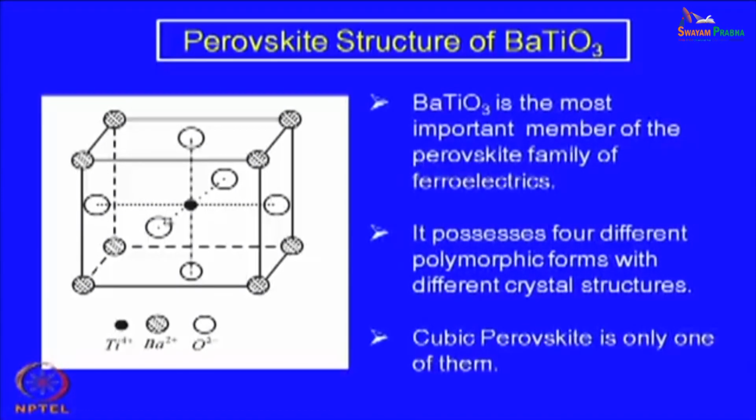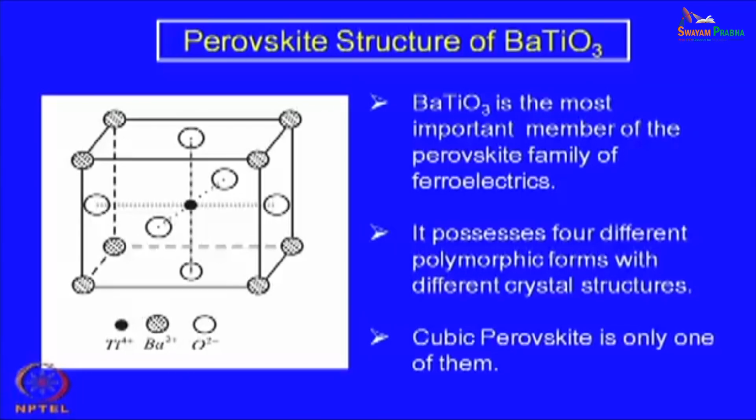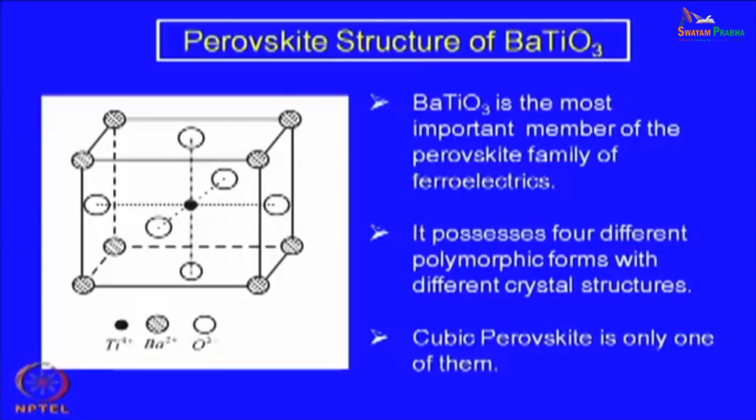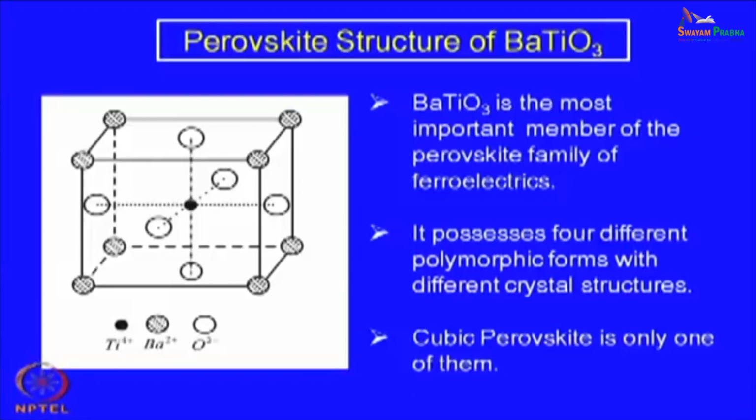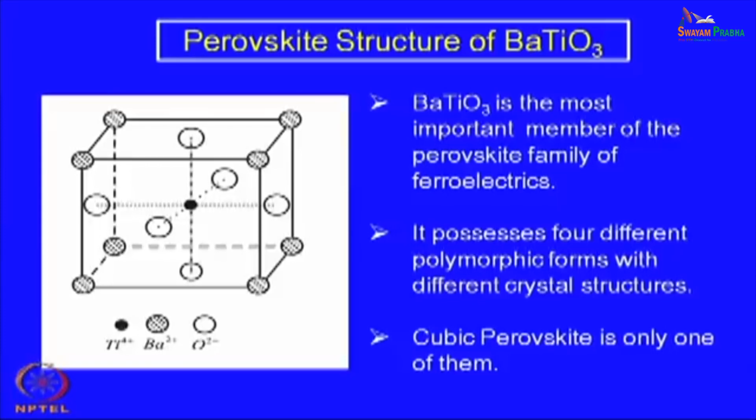If you look at some of the characteristics of the barium titanate structure, as had been mentioned, barium titanate is the most important member of the perovskite family of the ferroelectrics. Whenever we talk about ferroelectric ceramics, we talk about barium titanate, as it becomes a representative compound to discuss all the different properties of ferroelectric ceramics. It possesses 4 different polymorphs with different crystal structures. Although whenever we talk about barium titanate we talk about perovskite structure, and anybody asking what the structure of barium titanate is, the answer is perovskite, it is really not true.